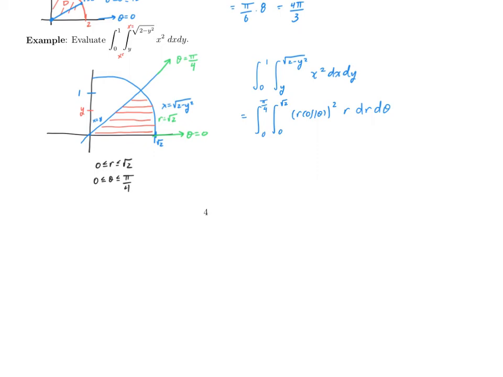And I know I said we would just write this down, but for good practice, let's go ahead and evaluate the integral as well. So once again, we can break this up into an integral in terms of theta multiplied by another single integral in terms of r. So the integral from 0 to pi over 4 of cosine squared of theta multiplied by the integral from 0 to square root 2 of r cubed dr. Note we have an r squared times r to make it an r cubed.